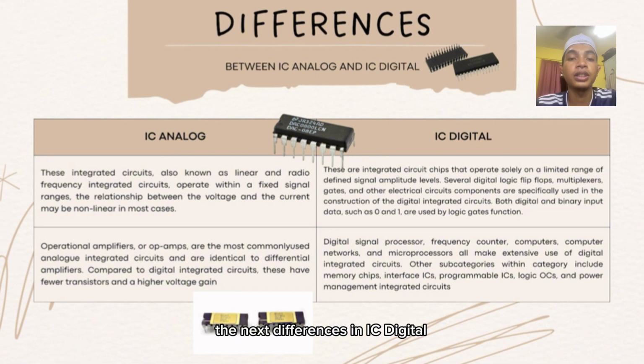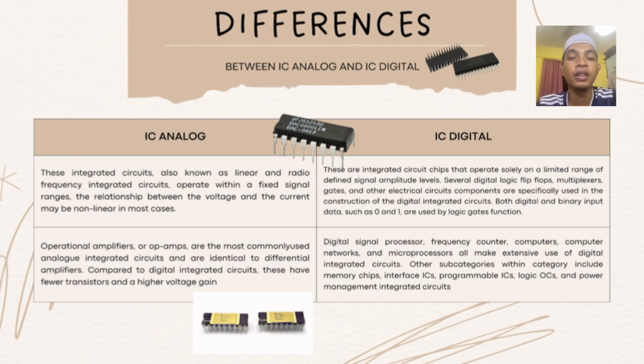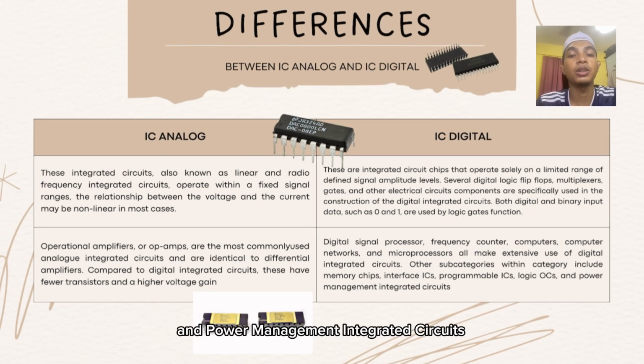The next difference in IC digital is the digital signal processor. Frequency counters, computers, computer networks, and microprocessors all make extensive use of digital integrated circuits. Other subcategories within this category include memory chips, interface ICs, programmable ICs, logic ICs, and power management integrated circuits.